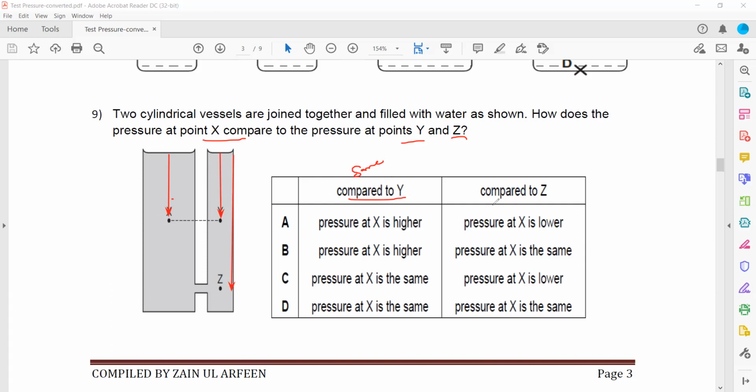And compared to Z, the pressure at X will be lower. Why? Because X is having a lower depth as compared to Z. So pressure at X is same as Y, but pressure at X is lower compared to Z. Is it clear? Question 9.